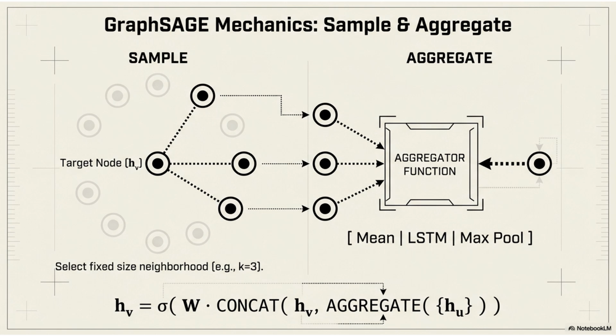In sampling, the target nodes h of v are converted into graph aggregator functions. The mean values, long short-term memory, and max pooling values are aggregated.